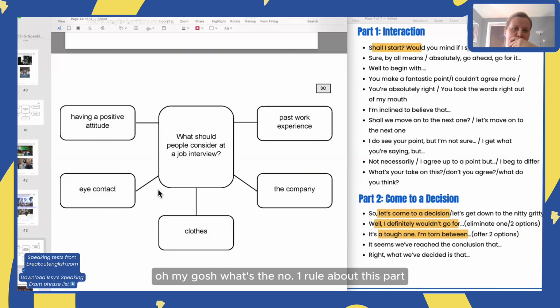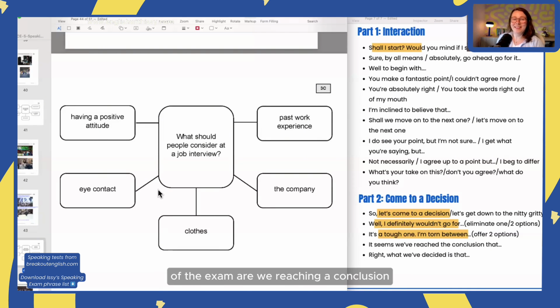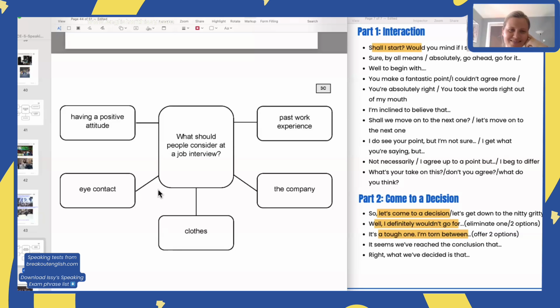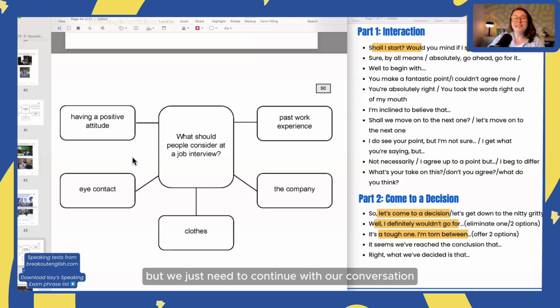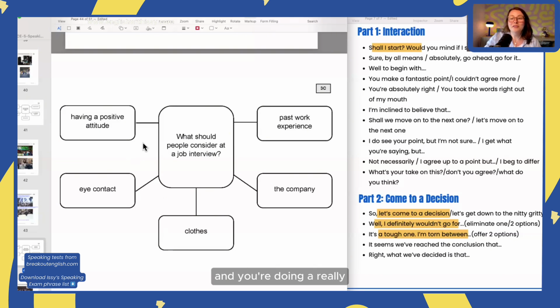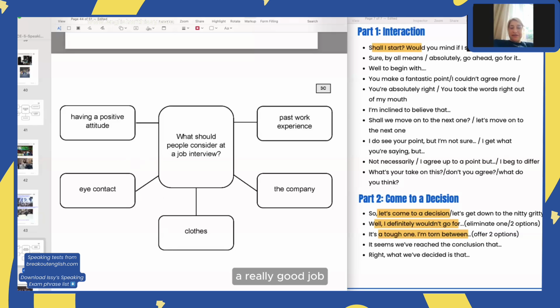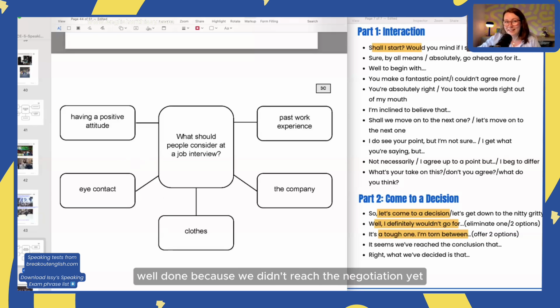Oh my gosh. What's the number one rule about this part of the exam? Are we reaching a conclusion? Are we going to stop speaking? No. It's hot. Yeah, I'm sweating buckets right now. But we just need to continue with our conversation until the examiner says thank you. And you were doing a really good job. Well done, because we didn't reach the negotiation yet.